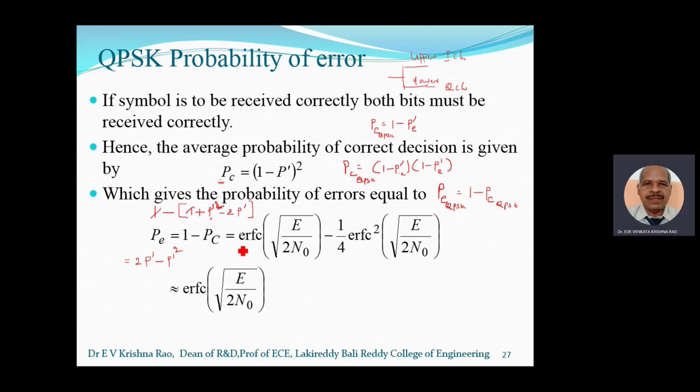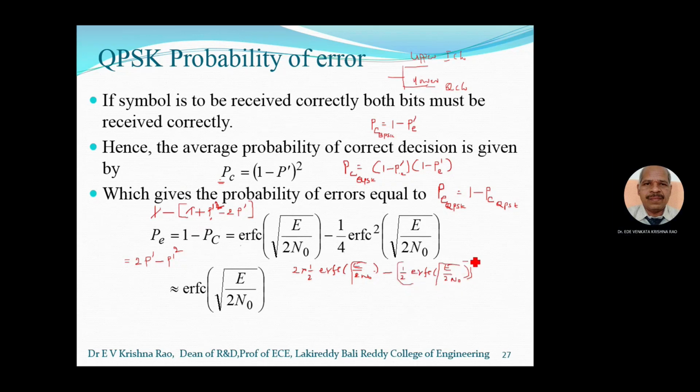So, 2P dash means twice, 2 into half complementary error function of root EB by 2n0, minus the square of half complementary error function, which is 1 by 4. So, this is where 2 into half complementary error function of root EB by 2n0 minus half complementary error function of root EB by 2n0, the whole square. So this is 1 by 4. Now this is a squared complementary error function. The complementary error function is a small, decreasing function, and a squared small value is again small. This can be treated as negligible, and approximately this is taken as complementary error function of root EB by 2n0.